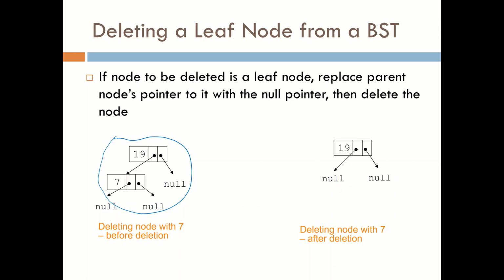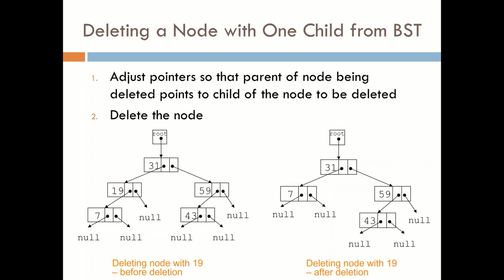Let's take a look at the other case, which is I'm deleting a node that has at least one child from the binary search tree, okay? So the behavior here then is that I must make that parent pointer, the parent of the node that's being deleted, become the parent of the node's child, right? So let's look at this.